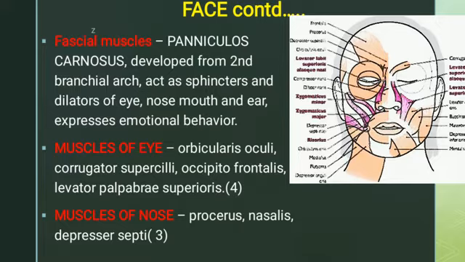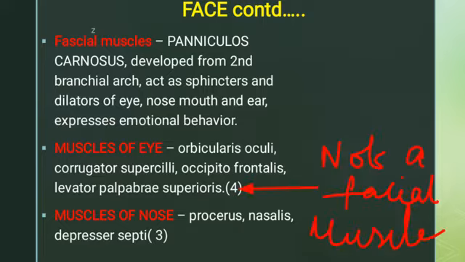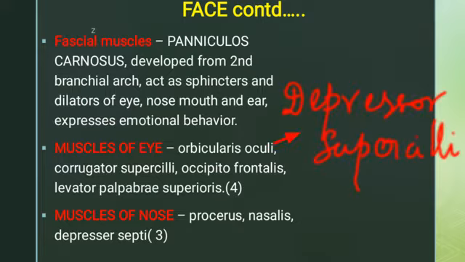Muscles of the eye. There are 4 circumorbital muscles, namely orbicularis oculi, corrugator supercilii, occipitofrontalis, and levator palpebrae superioris. Among these 4, the levator palpebrae superioris doesn't belong to panniculus carnosus type. A few upper orbital fibers of the orbicularis oculi muscle are called depressor supercilii.